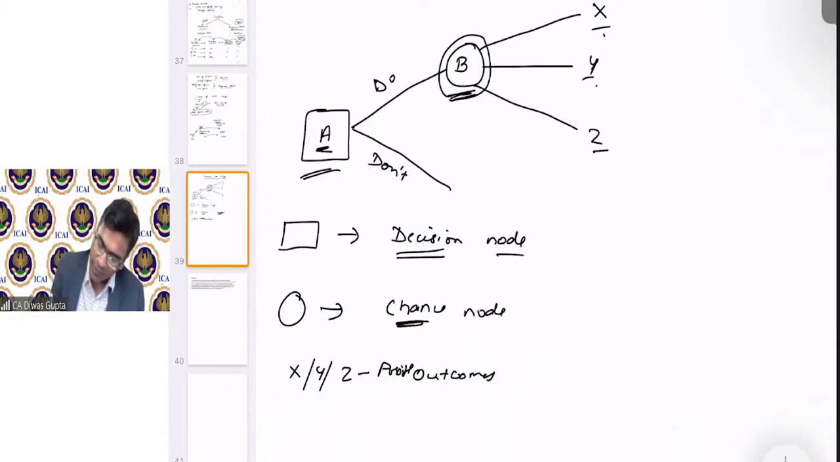This is a chance node. And beyond the chance node, there will be a possible outcome.